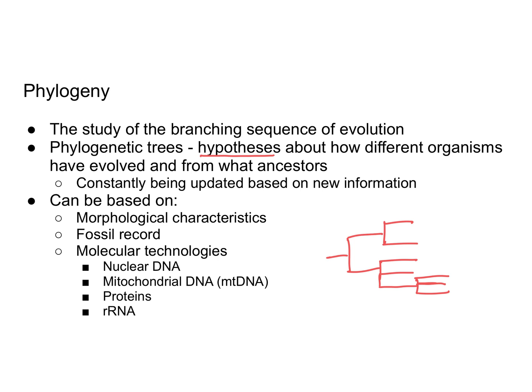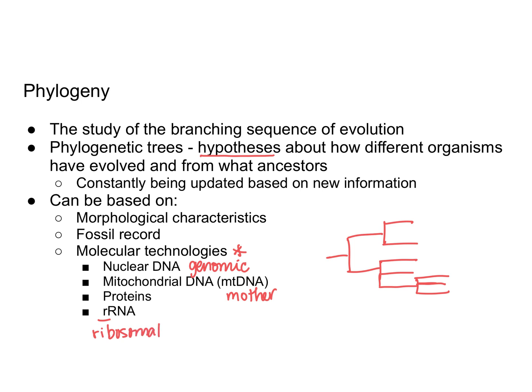So these are based on looking at things like the fossil record or looking at the morphology or the structures of different organisms and comparing them. Or we can even use molecular technologies. And this has actually been a real game changer when it comes to phylogeny, because being able to look at DNA sequences, both in the nucleus, which would be things like genomic DNA, or mitochondrial DNA, which only comes from the mother. We can also look at things like proteins and ribosomal RNA, so that R stands for ribosomal.